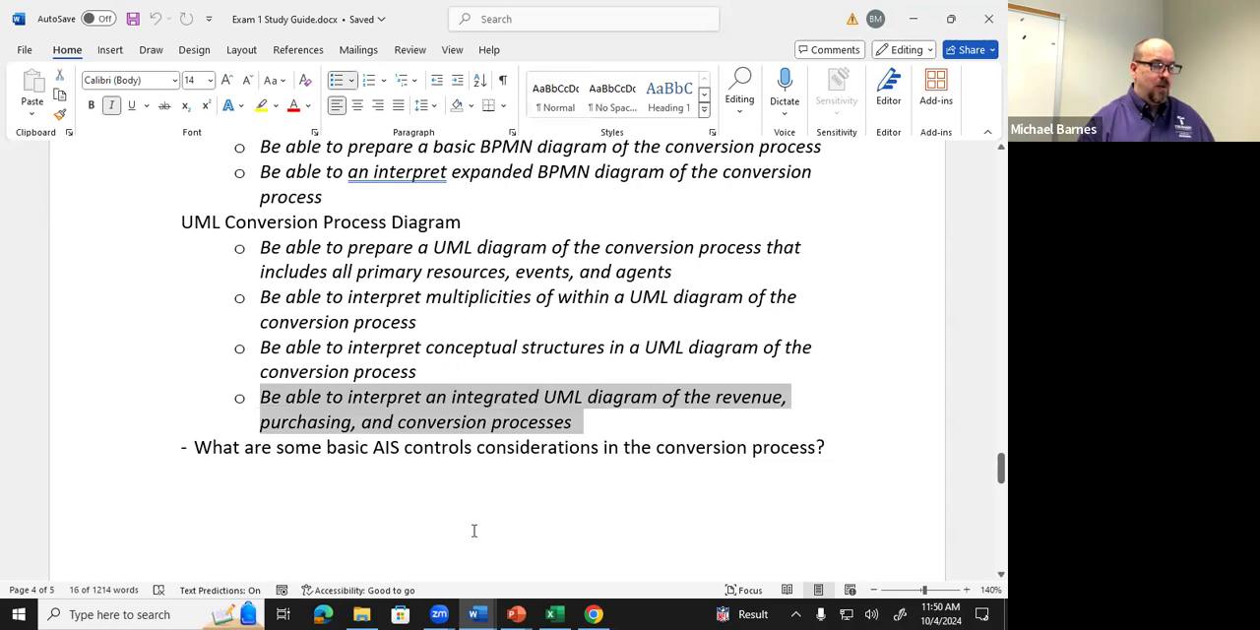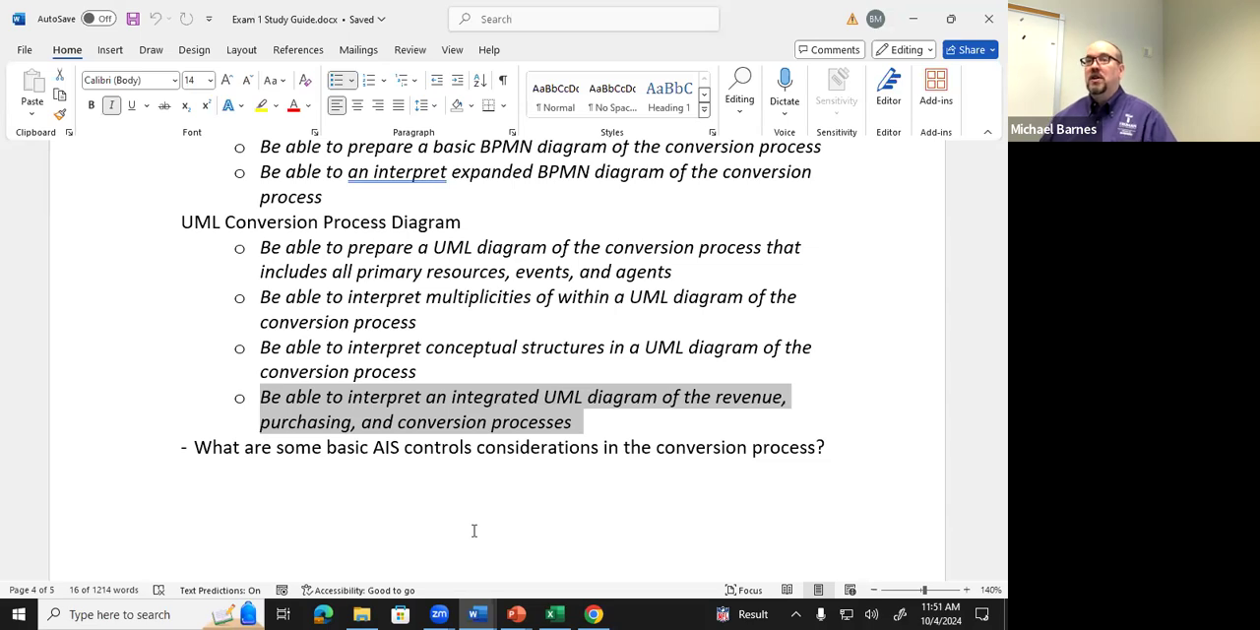Interpret a UML diagram of the revenue, purchasing, conversion processes. I have said it before, I will say it again. You do not need to create an integrated UML diagram. That will not be a requirement. If you do it, fine. You only have 50 minutes, so that's going to take some effort to do that. I will not ask you to create an integrated UML diagram. I will 100% ask you to interpret an integrated UML diagram.